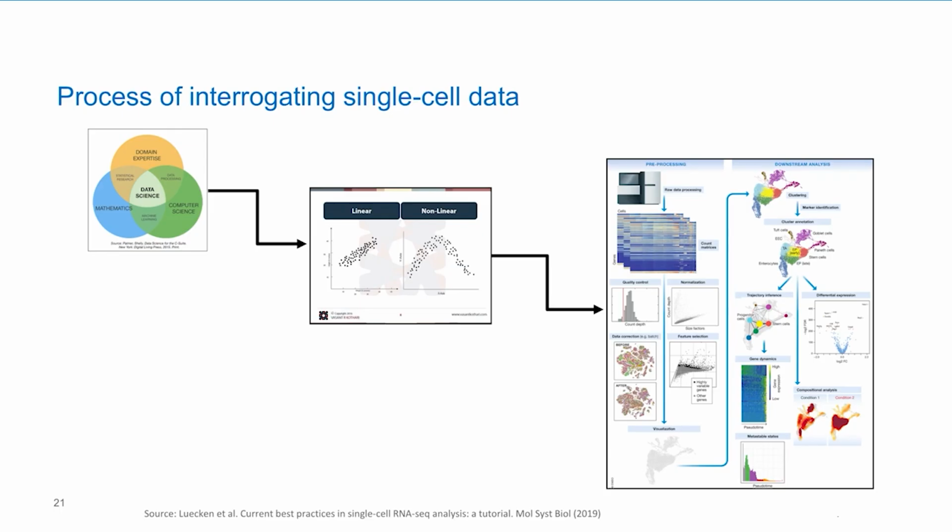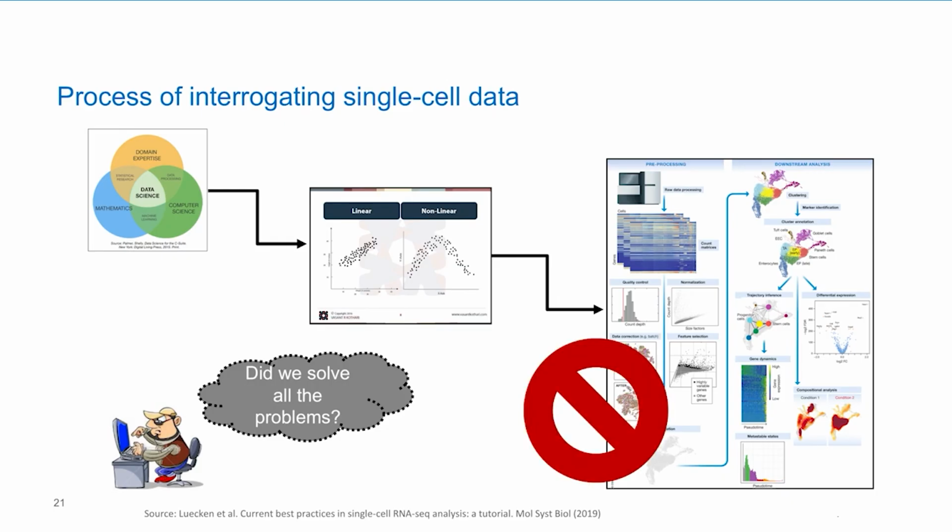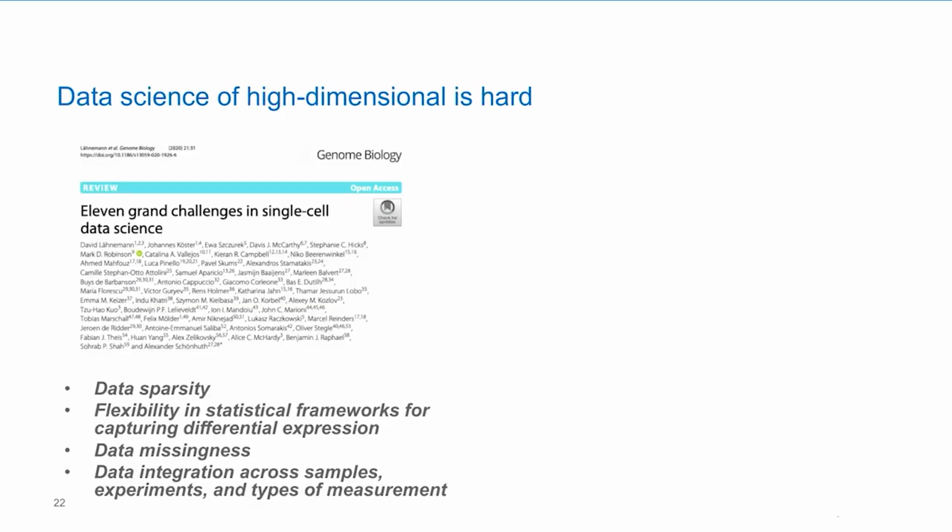However, it is important to ask, did we solve all the problems? As we know, with single-cell data, the dimension is often pretty high, and the number of data points is much higher than in traditional sequencing data. My answer to this query is no. We have come a long way with more data generation, but we are also becoming aware of more and more challenges in this space. One such example is the recent community effort that led to the publication of 11 grand challenges in the single-cell data science space.